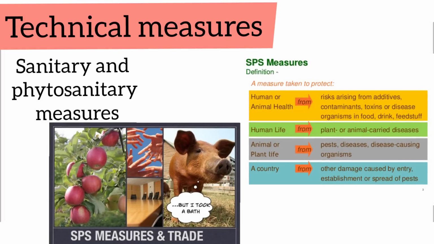Under technical measures, the first measure is sanitary and phytosanitary measures. Under these, the government will bring in a few policies that protect human, animal or plant life. They will make strict regulations on contaminants, toxins or disease-causing organisms, and try to protect from all of these. The policies brought in relation to that are known as sanitary and phytosanitary measures.